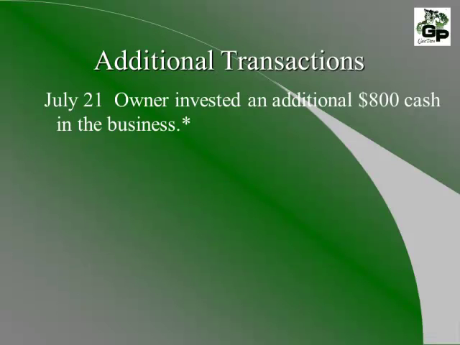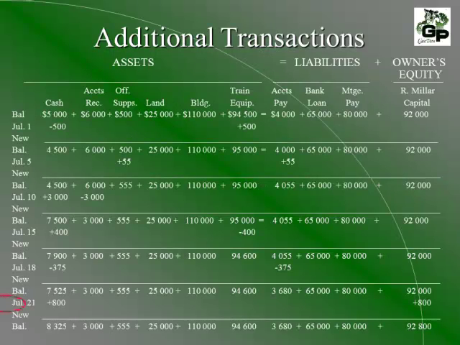On July 21st, the owner invested an additional $800 cash in the business. The owner has added cash to the business, so the value of the cash account goes up by $800. And because the owner wants to have it recorded that $800 was added to the equity account, the capital account goes up by $800. The two totals for each of these accounts is increased as well.